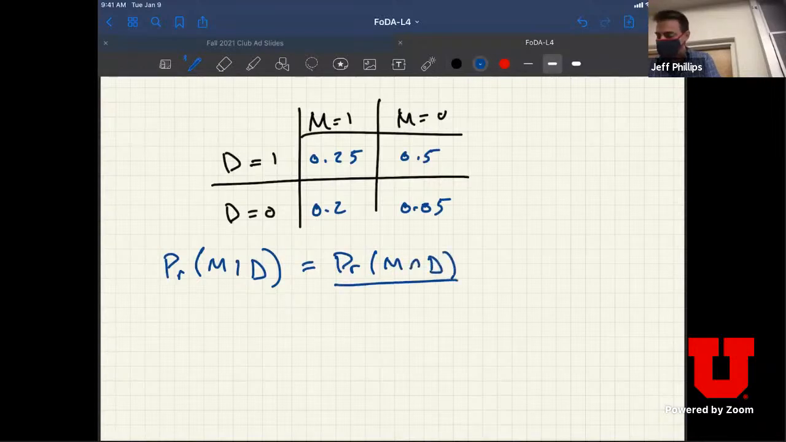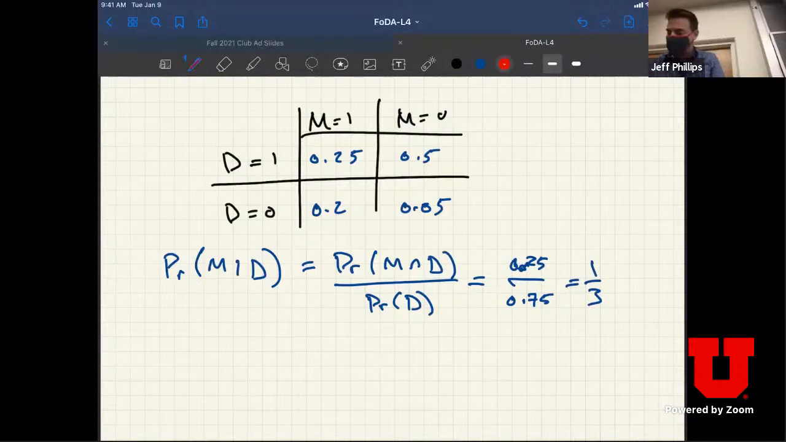Okay, and then the simple way of calculating this is the probability of the model and the data, divided by the probability of the data, right? The model and the data is going to be 0.25, that's the upper left corner there. And the probability of the data is the sum of the two cases here. That's the marginal probability of the data, 0.75. And I get 1/3. Okay, and now we're just going to check that this is true using Bayes' rule. So that's the calculation of the model given data from the table.